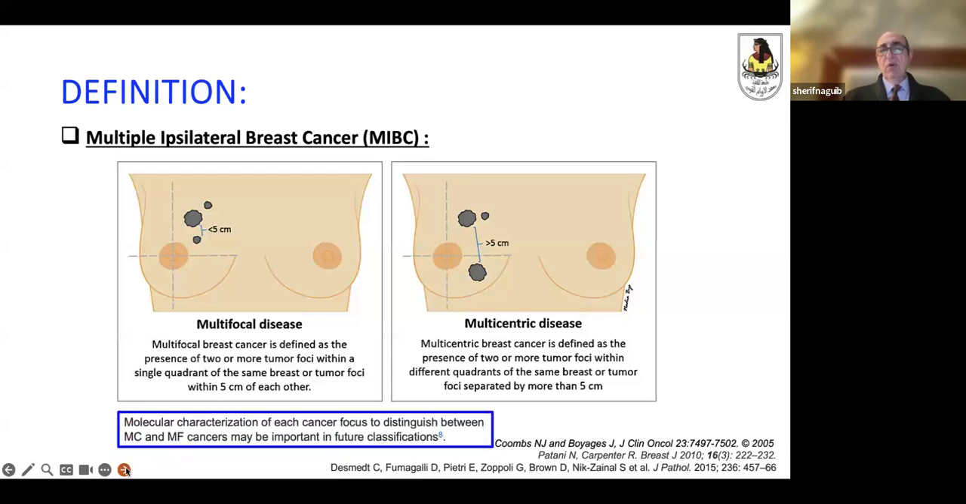It was found that multifocal breast cancers are very similar histologically and have the same molecular characterization, while multicentric tumors are different histologically sometimes or most of the time, and their molecular biology also differs. So maybe it would be easier in the near future to differentiate between multifocal and multicentric disease through molecular characterization.